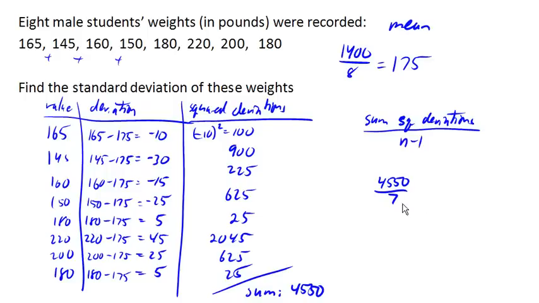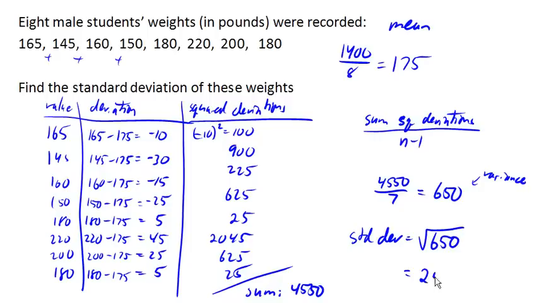So we divide that, and we end up with 650. Again, that's what we call variance. And then our standard deviation will be the square root of that variance. So the square root of 650 is about 25.5. It's actually like 25.4951, but again, typically we round to one more decimal place than our original data had. And so our standard deviation is 25.5 pounds.